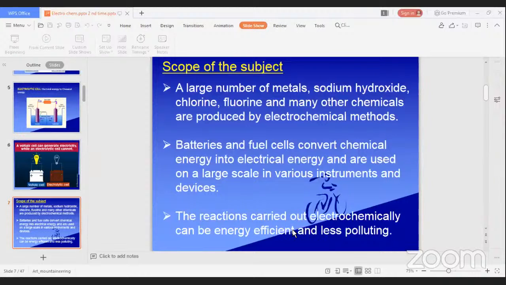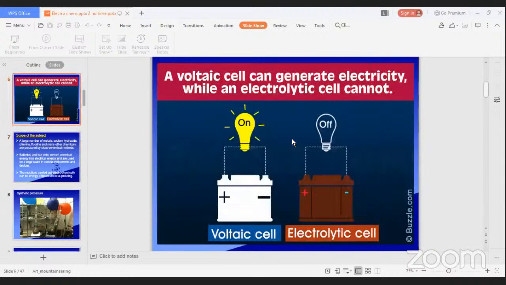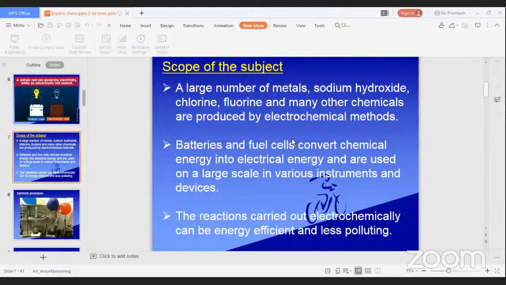So, the reactions carried out electrochemically can be energy efficient and less polluting. This is a synthetic method to prepare any organic or inorganic compound, any chemical reaction taking place here. So this is one of the synthetic ways. What is the merit, or the better use, of electrochemistry? By using electrochemistry, less pollution takes place, and it is a less energy-intensive method.